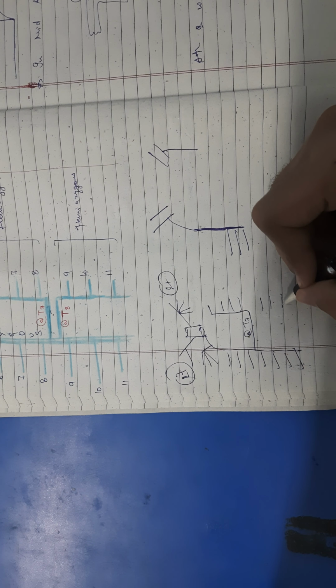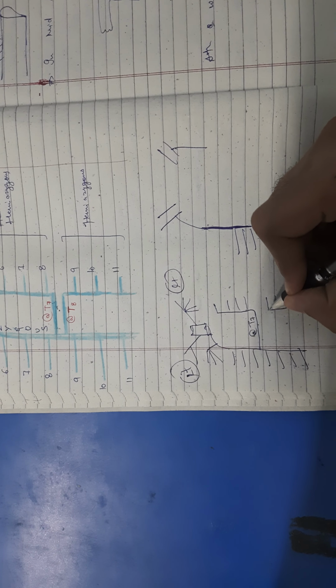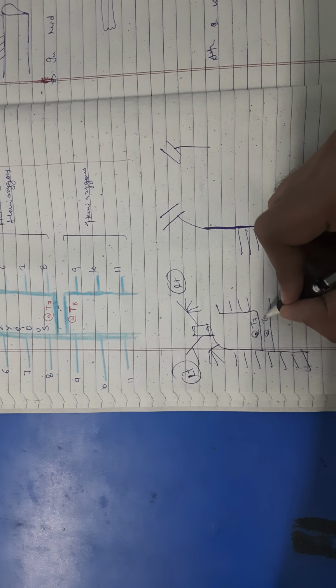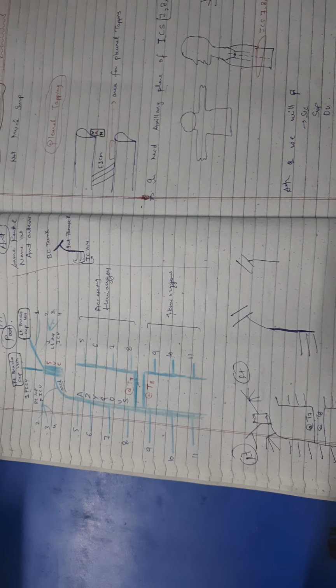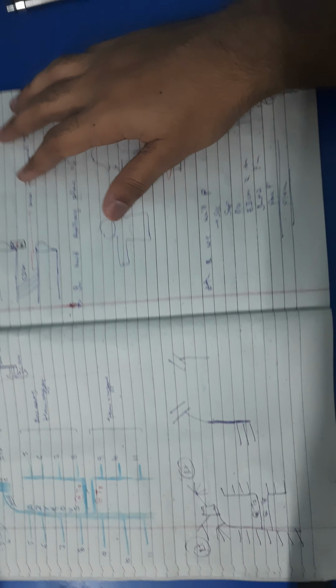5, 6, 7, 8 form the accessory hemiazygous, which at the level of T7 joins the azygous. Then 9, 10, 11 form the hemiazygous, which at the level of T8 joins the azygous system. This is not that important for medicine, but is just to be known as part of anatomy. Then comes the pleural tapping part.